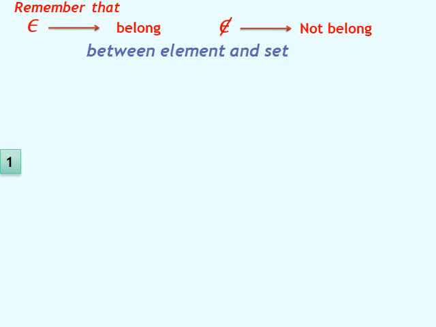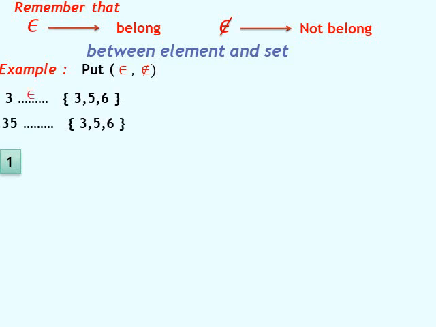Mister, element and set, what is the meaning of that? I'll tell you. If you find a number alone, I use belong and not belong. Let's take an example to remember that. Okay, first, put belong or not belong. I found here 3, and the set has 3, 5 and 6. Do you find 3 in that set? 3 is here? Yes, I found 3. So I put belong.